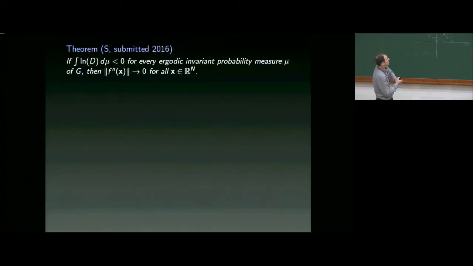Okay, so I was able to show that if the average value of log D is negative for every ergodic probability measure, then you can replace the almost all with all. So ergodic measures, I should say, are the ones that can't be decomposed into sort of sub-invariant measures. They're kind of the building blocks of the measures. So this kind of tells us why the stability region is so ridiculously complicated.